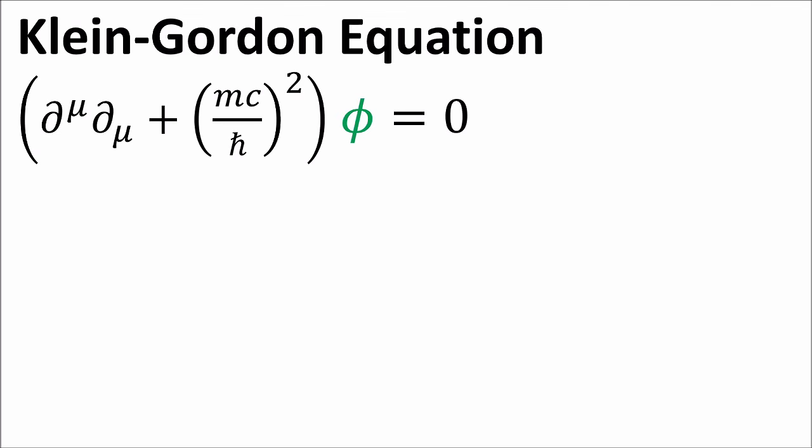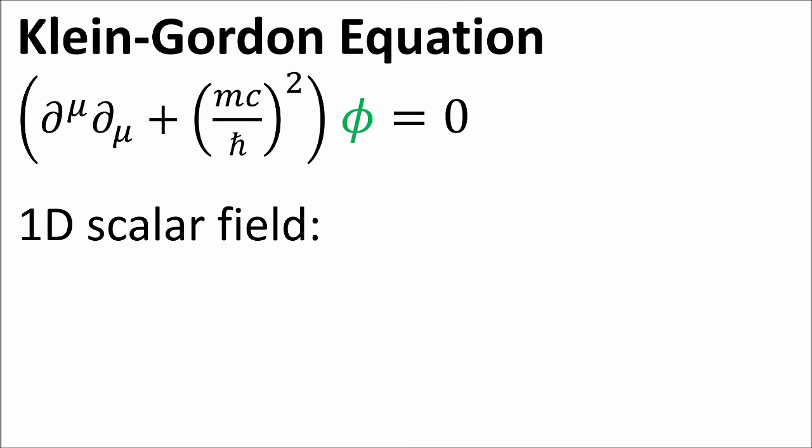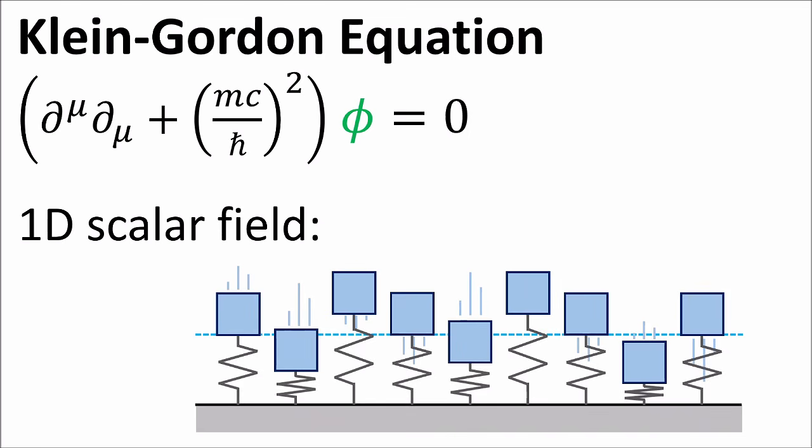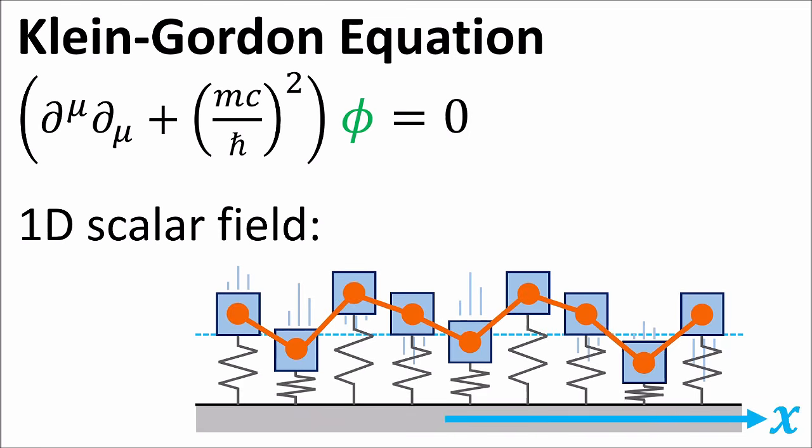So let's start with the Klein-Gordon equation, which describes the behavior of a relativistic scalar field phi. As a review of video 21, a one-dimensional scalar field is like a one-dimensional collection of masses on springs, all connected with rubber bands. X gives the location of a mass along the x-axis, and phi of x gives the amplitude of the mass located at position x.